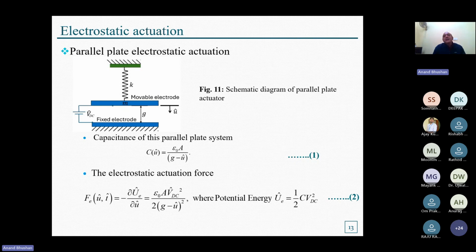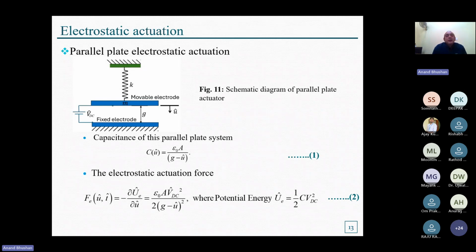Figure 11 is a schematic diagram of a parallel plate actuator. Here it is just a spring mass system placed near a fixed electrode, and the mass acts as a movable electrode attached with the spring. This is a theoretical model to help us understand what electrostatic actuation is. In this spring mass system, the mobile electrode, that is the mass M, is placed at a gap G from the fixed electrode.